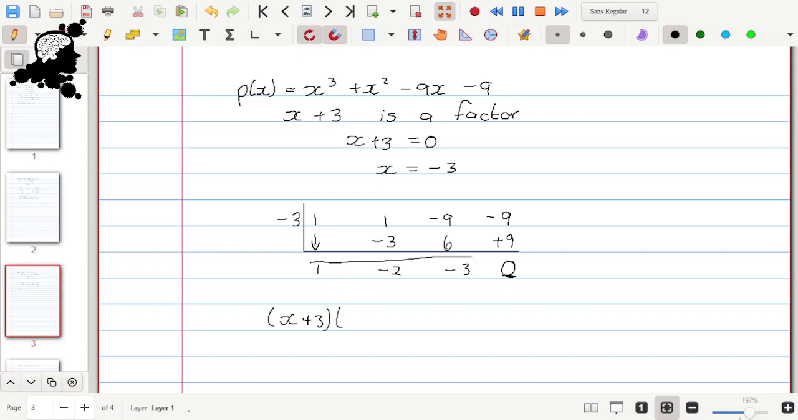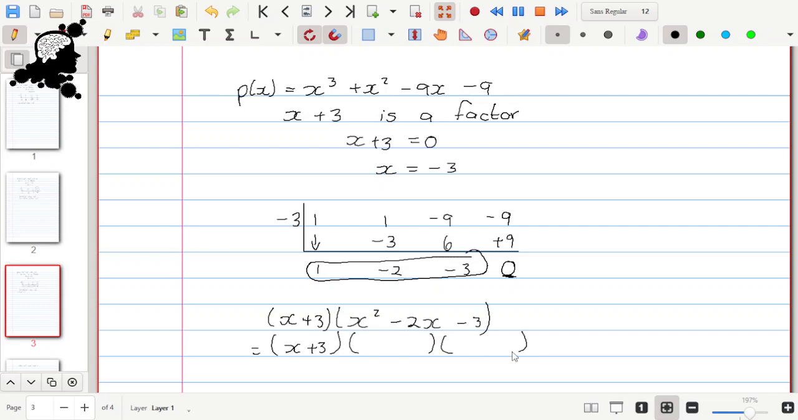These terms here would be the coefficients of our quadratic factor. Coefficient of x squared, that's just going to be 1. Coefficient of x is negative 2. The constant is going to be minus 3. We can further factorize our quadratic factor. So we can have our x plus 3 there. There's nothing wrong there. Life is great.